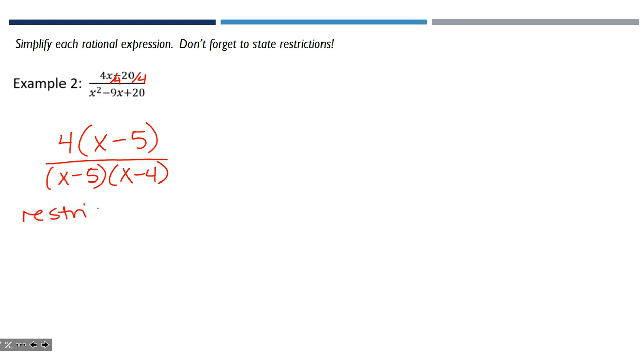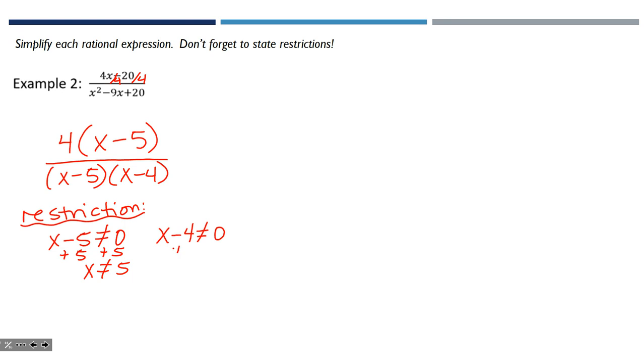Next step, so I'm on step 3, is to state your restrictions. But remember, we need our restrictions just on the denominator, and it's each part of the denominator. So x minus 5 can't be equal to 0, but also x minus 4 can't be equal to 0. So now solve each of these little equations, and your restrictions are that x can't be equal to 5, and also x can't be equal to 4. So those are my restrictions.